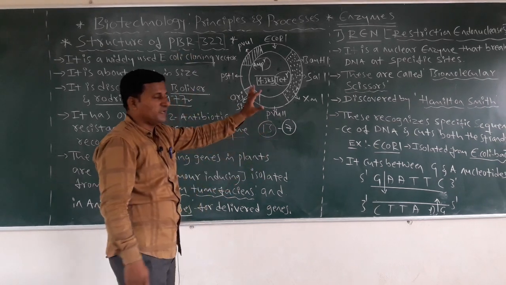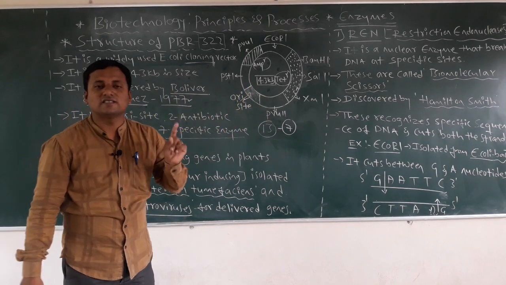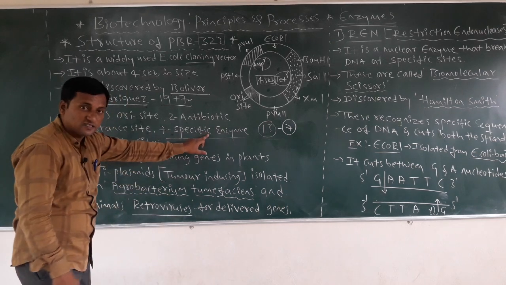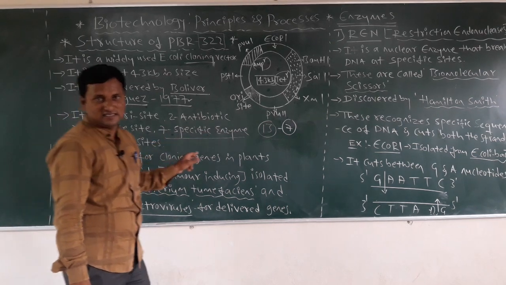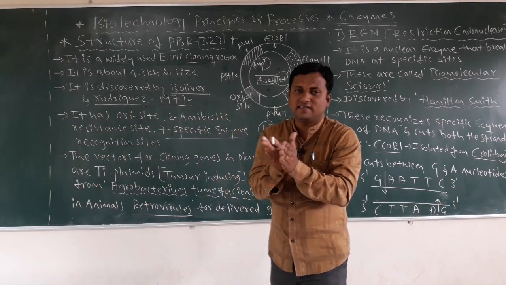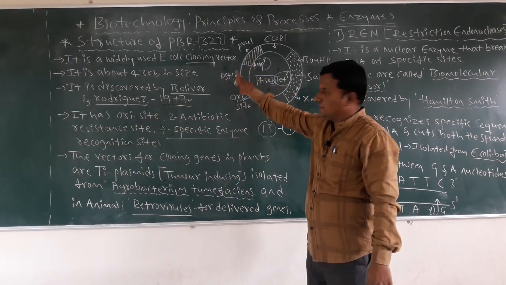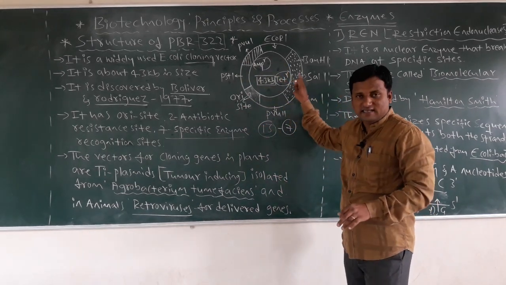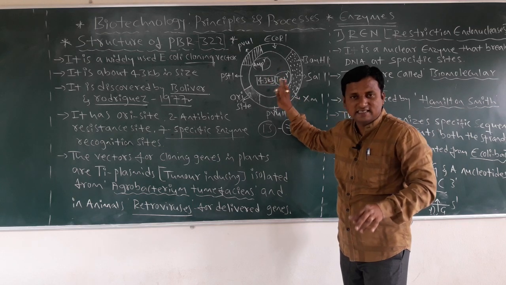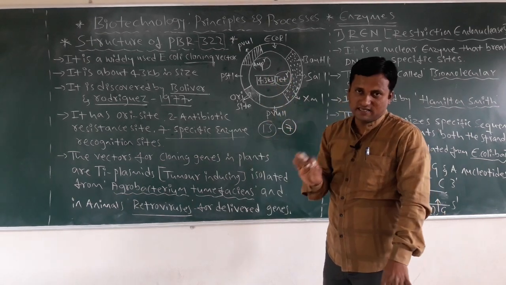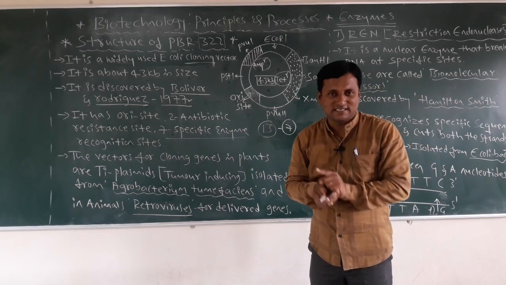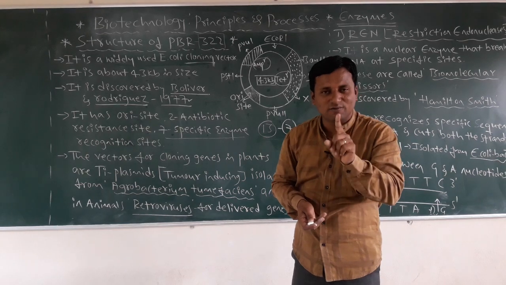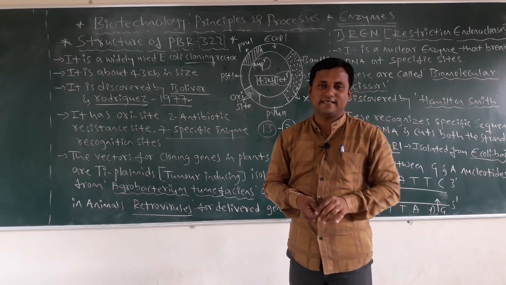So these 7 play a very important role in the replication of the plasmid molecule. That's why there are 7 specific enzyme recognition sites, which are recognized by these enzymes. And next, this is the structural analysis. It has 7 specific enzyme sites, 2 antibiotic resistance genes, and 1 ORI site. ORI site is nothing but the origin of replication site.